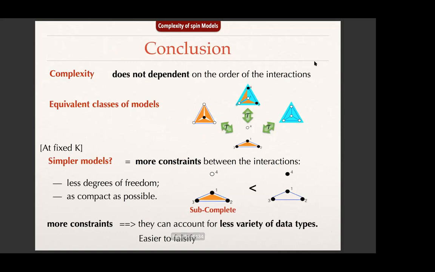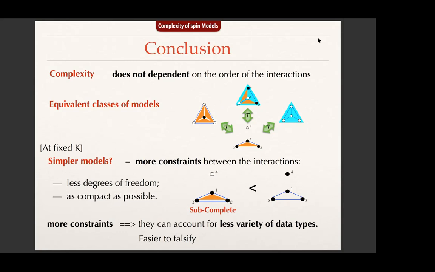Okay. So as a conclusion here, we saw that complexity does not depend on the order of the interactions, and it's not an easy thing. You cannot see directly from the visual representation how complex the model is. There are equivalent classes of spin models. So there are models with pairwise and models with higher order interactions that belong to the same class and have the same complexity. The simpler models are the ones that implement more constraints. So they have fewer degrees of freedom, they are as compact as possible.